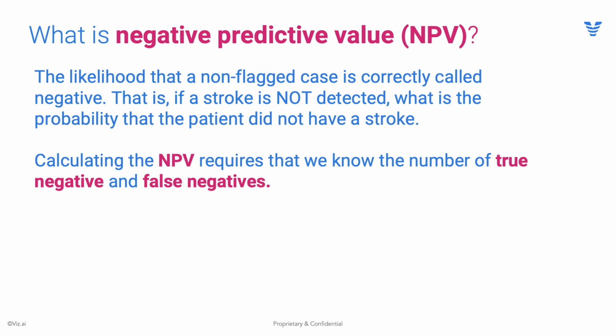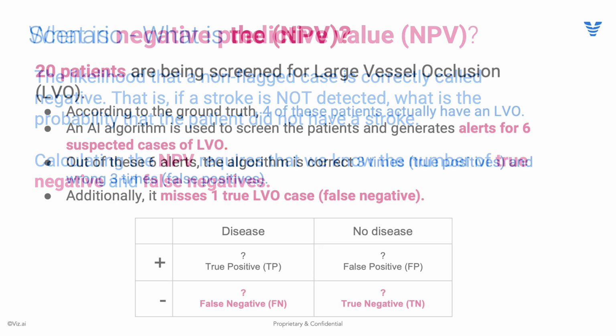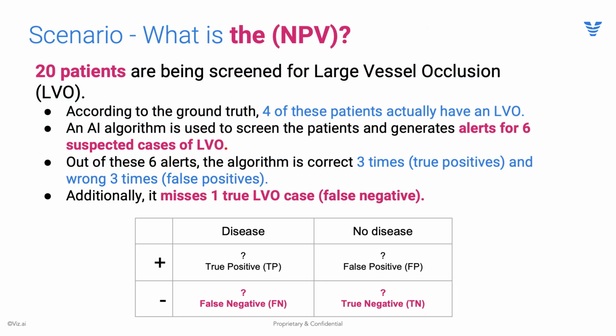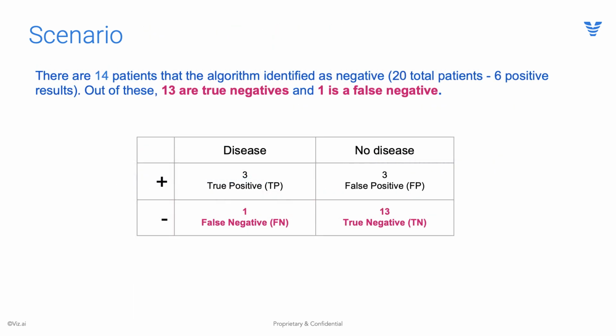So if a stroke is not detected, what's the probability the patient did not have a stroke? Calculating the NPV requires the number of true negatives, those where the patient didn't have a disease and the algorithm correctly identified it, and false negatives, where the patient had a disease and the algorithm flagged that the patient may not. So we call out a couple of metrics here on the bottom, false negatives and true negatives. For false negatives, we had one miss that we're talking about, and true negatives, I think, was 13, if I remember right. Okay.